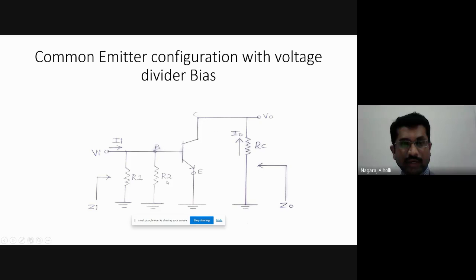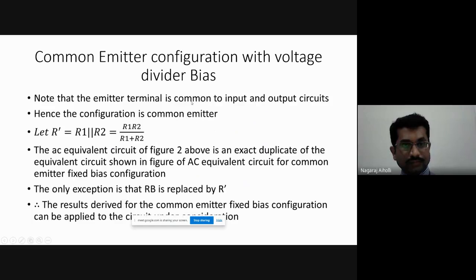Here we are having R1 and R2. So RB is similar to R1 parallel R2. In the equations of the common emitter configuration with fixed bias, if we replace RB by R1 parallel R2, that gives all the equations for the common emitter configuration with voltage divider bias. Remember, wherever it is RB, replace it by R1 parallel R2. That will give all the equations of the common emitter configuration with voltage divider bias. Okay.